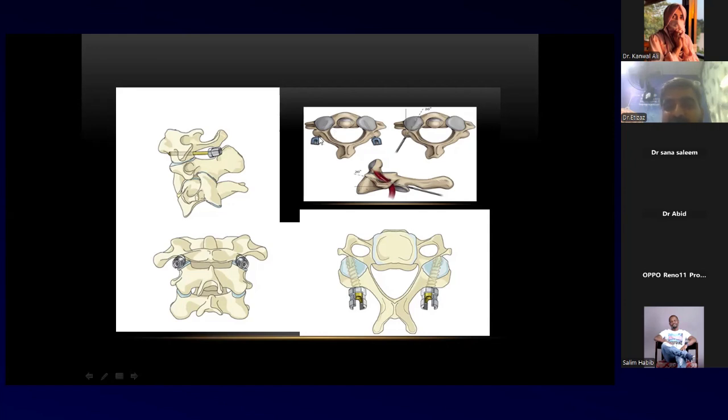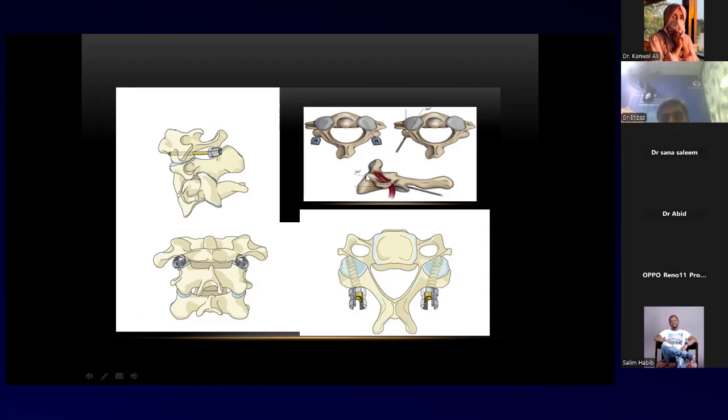But again, the pars screw will not be cranial to the superior articular facet. Yesterday I told you it is more caudal. The pars screw is more caudal, more dorsal, more closer to the inferior articular facet, like that of the transarticular screw. But look here, this screw is attached at the superior and cranial side of the superior articular facet. That's why it's the transpedicular screw.